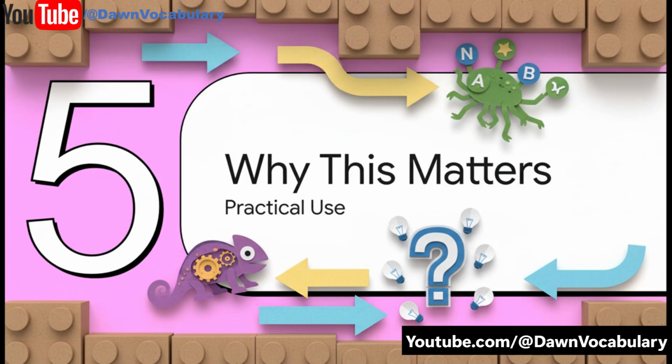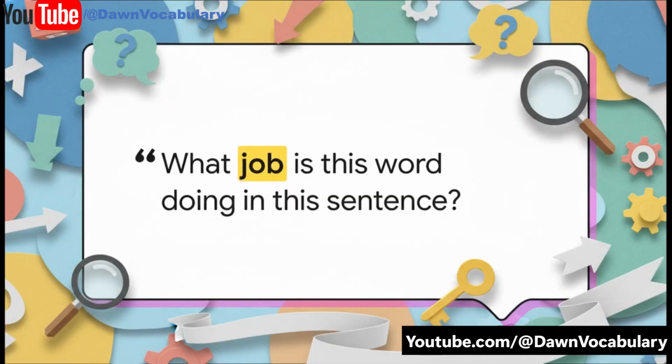Finally, Section 5, Why This Matters. Practical use. We've looked at the blocks, we've built the sentences, and we've met the shapeshifters. But how does this actually help you? Well, the crucial point is this one simple question. What job is this word doing in this sentence? This right here is your golden rule. When you're reading a super complex article or trying to write a persuasive email and you get stuck, just ask yourself this question. It is the absolute ultimate tool for reverse engineering the English language.